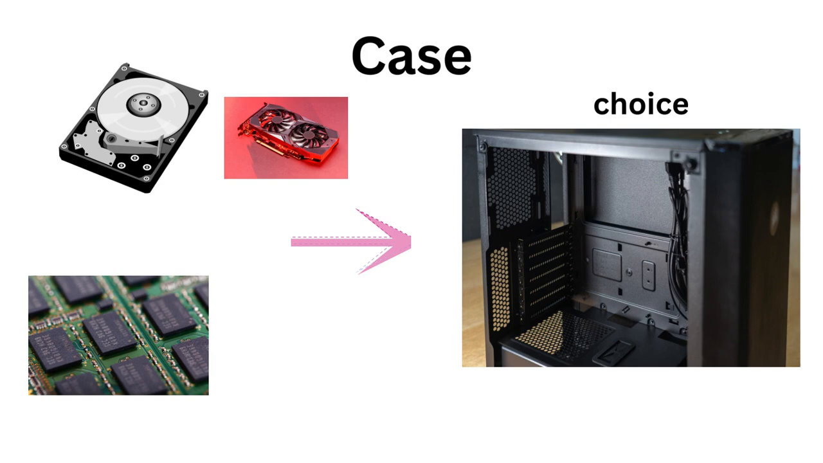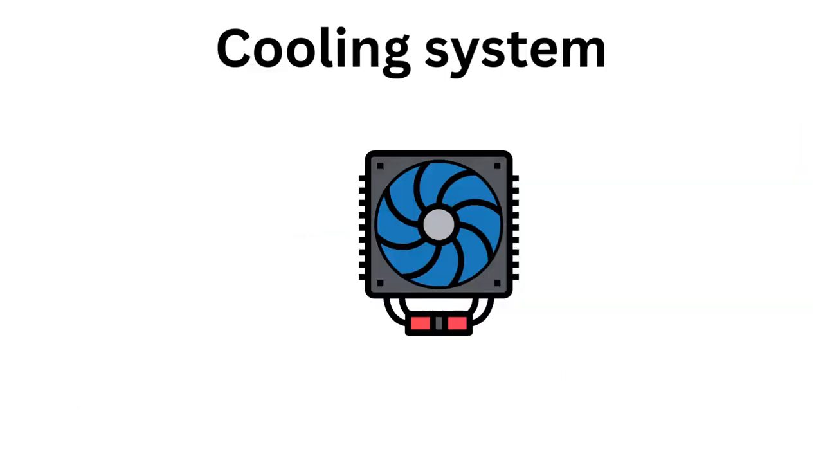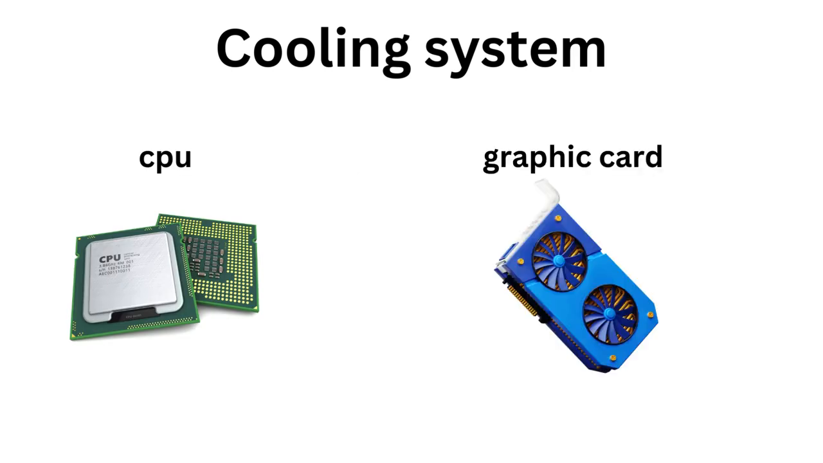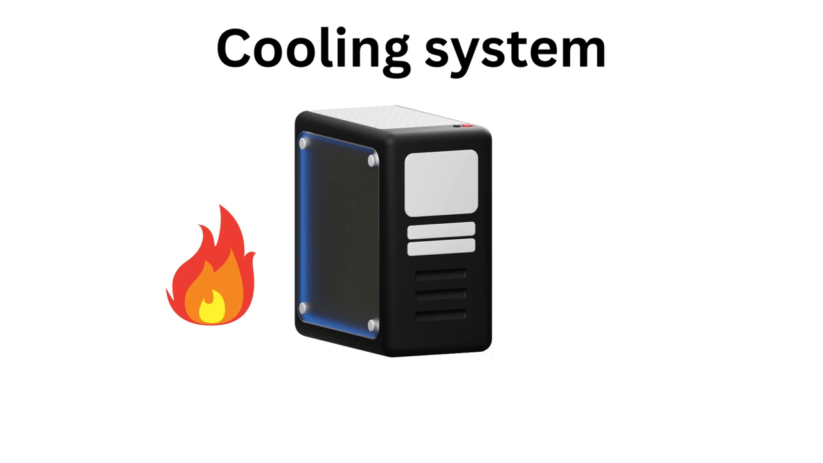Cooling system. Some areas of the computer, like the CPU and graphics card, generate a lot of heat and would fry every other component, and themselves, if it weren't for a cooling system. A computer can have air cooling or liquid cooling, each with its own pros and cons.